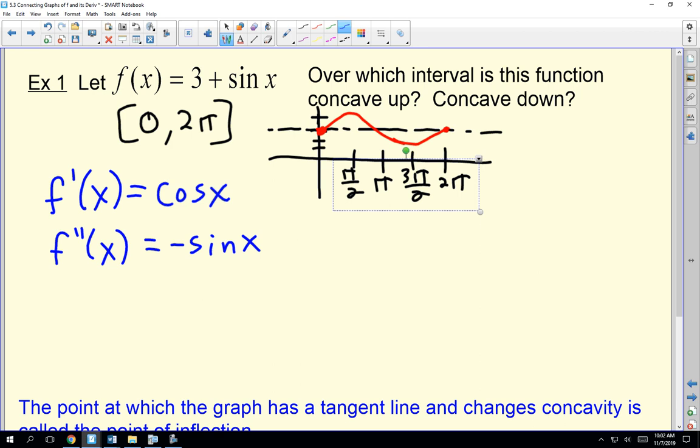So f double prime of x is equal to negative sine of x. And then I'm going to do the same thing I did with the first derivative. I'm going to set it equal to 0. Okay, so 0 equals negative sine of x. This isn't going to be revolutionary. You're just going to find what you already see in the picture. We're going to calculate. So what does x have to equal? I could divide out the negatives, so 0 equals sine x.